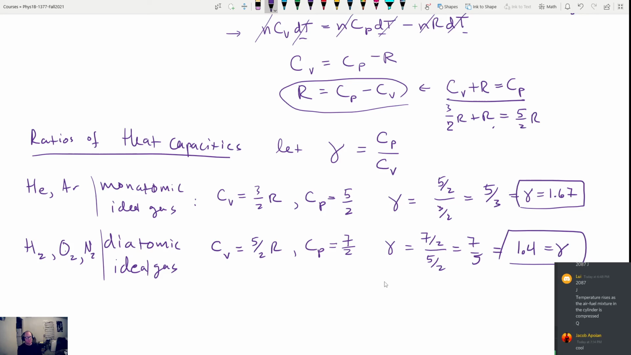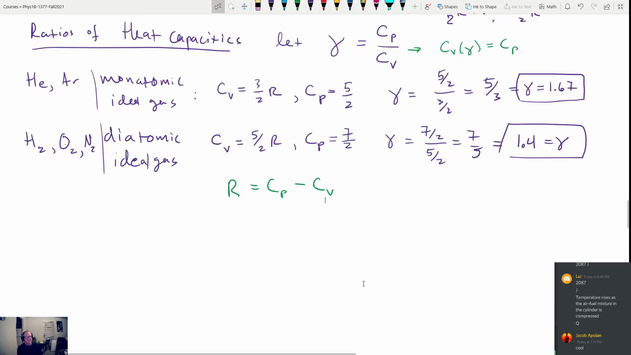What else can we do with this? One other thing that I know is going to come up in some of these problems is that we can take this equation here, R, and change this to be CV times gamma is equal to CP. If we do that, we get R equal to CP minus CV. Then replacing CP with CV times gamma, we get R is equal to gamma times CV minus CV. Factoring out the CV, we get gamma minus 1 times CV is equal to R. So this is a pretty handy equation.